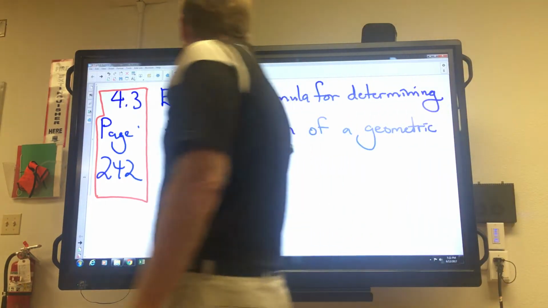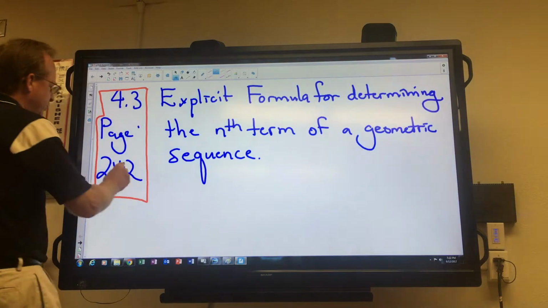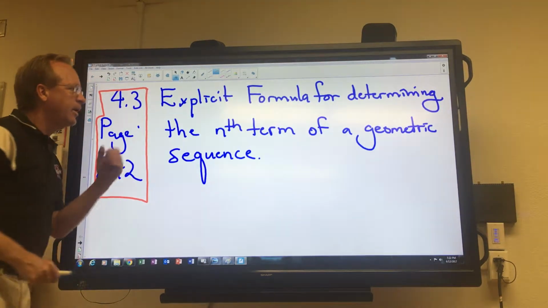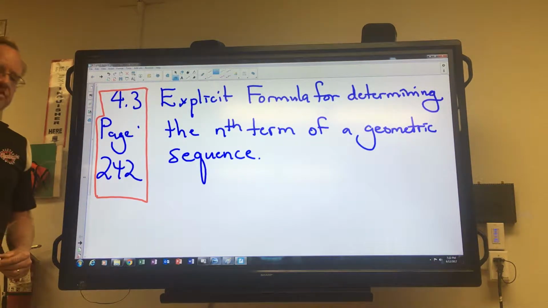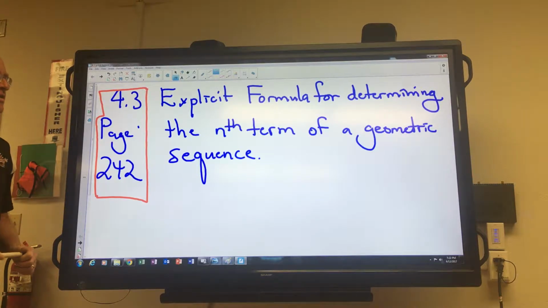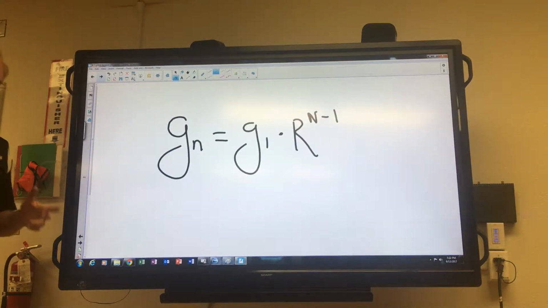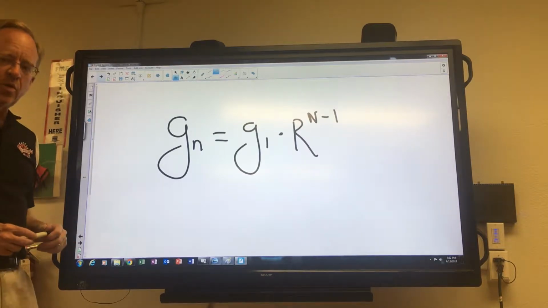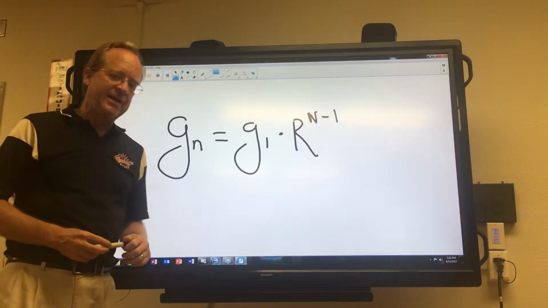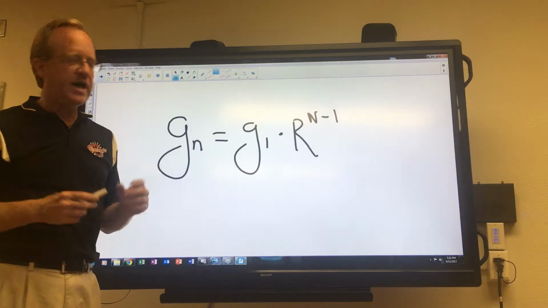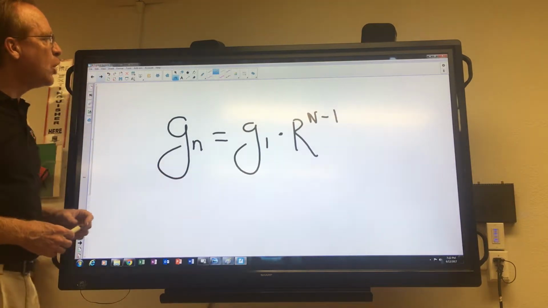Okay, so today we're going to be looking at 4.3, page 242, and we're doing the explicit formula for determining the nth term of a geometric sequence. Now, the explicit formula we used before was for arithmetic sequences, if you're adding or subtracting. This is if you're multiplying.